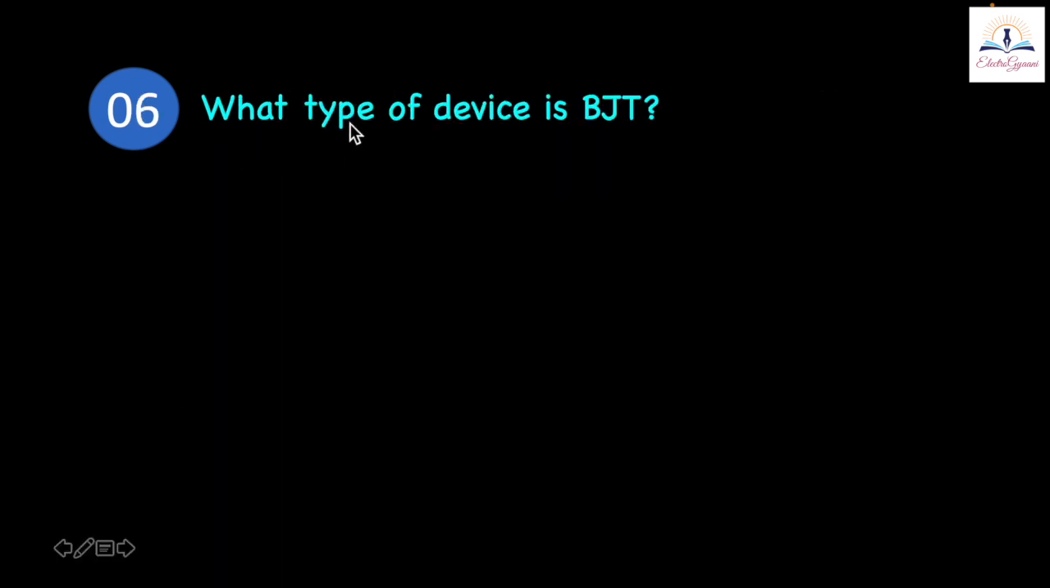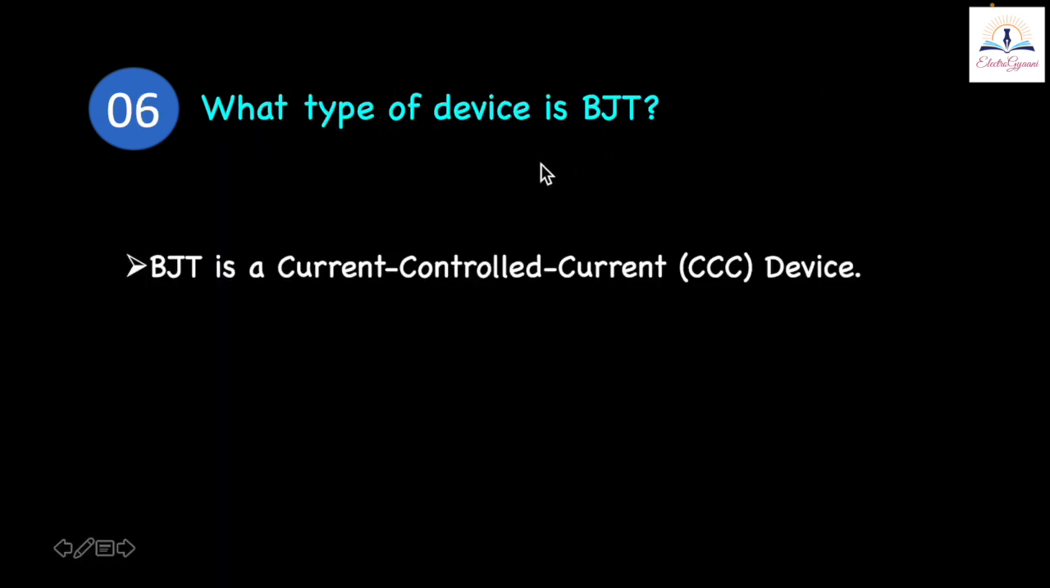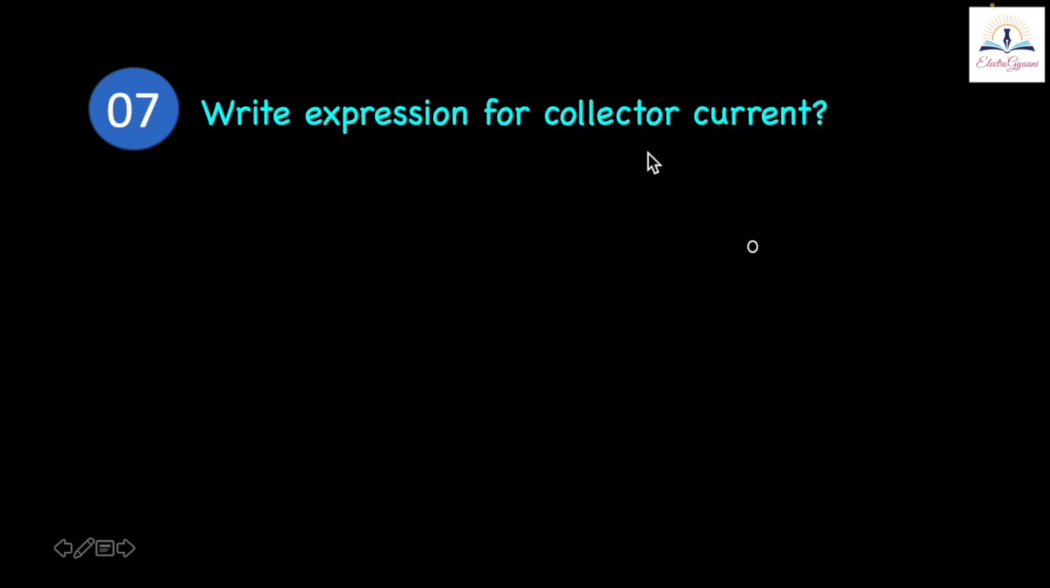Next, what type of device is BJT? So BJT is a current controlled current device. This equation where the emitter current is sum of collector current and base current is signifying that BJT is a current controlled current device.